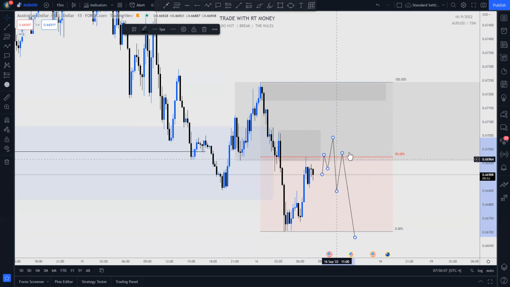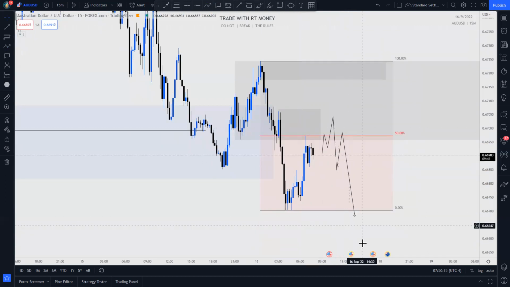As soon as it does that, I'm looking for that pullback to take a safe and higher quality trade to the downside, which would be pro trend. So that's what I'm looking for.